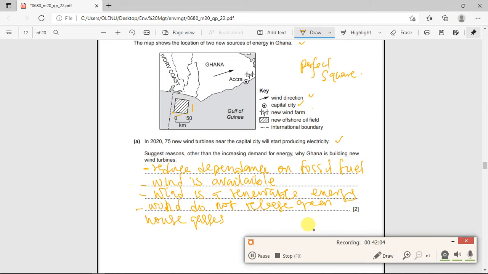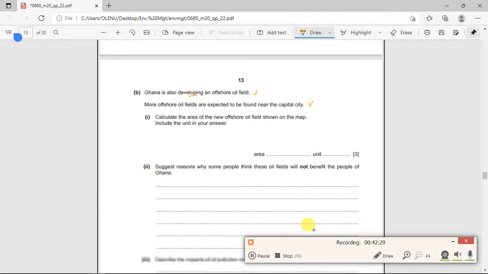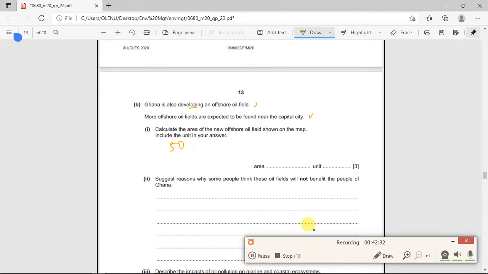So if you do that, you find out that this is a perfect square, and the length is 50, and the breadth is also 50. So what you do is 50 times 50, and the unit is in kilometers. So you come down to 50 kilometers times 50 kilometers, and if you multiply that, it will give you 2,500 kilometers square. That's all.